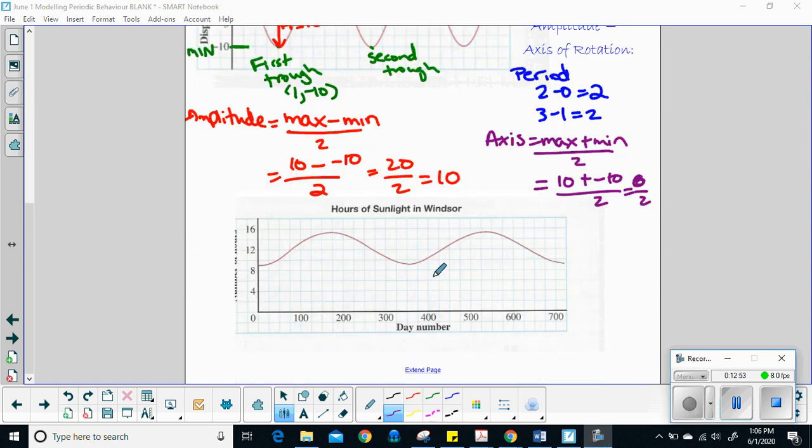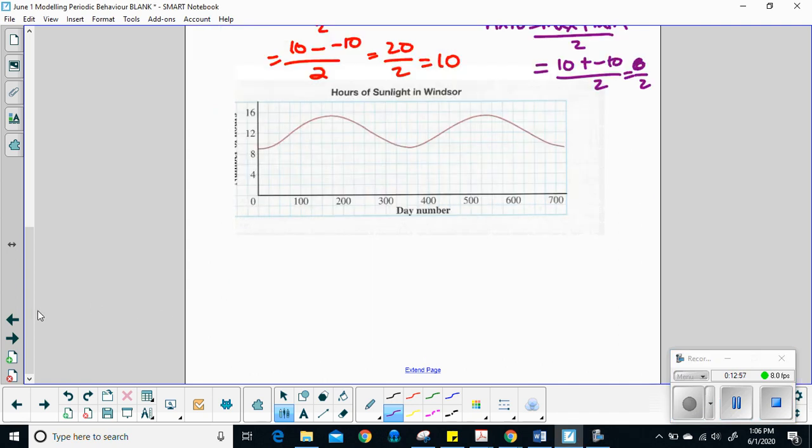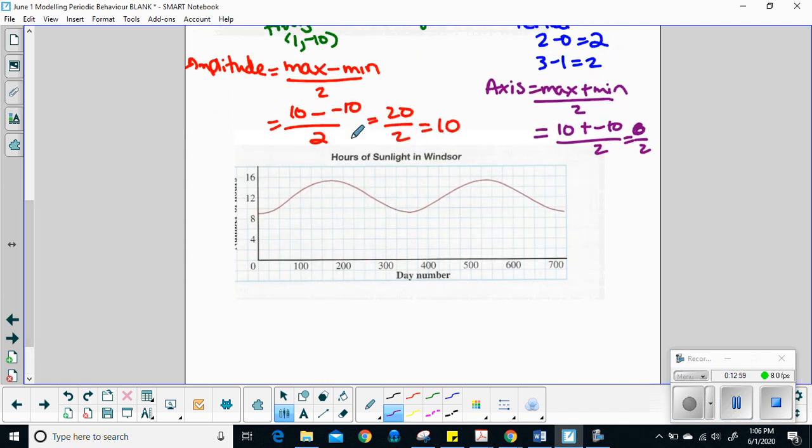Okay, so same question. Here we've got hours of sunlight in Windsor. So we want to do the same sort of thing. We want to figure out our crest, our trough, and all the good pieces in between. So our first crest, I would say, is happening around about here. And then our next one's happening around about here. Oh boy, these are tricky to see. So there's my crest.